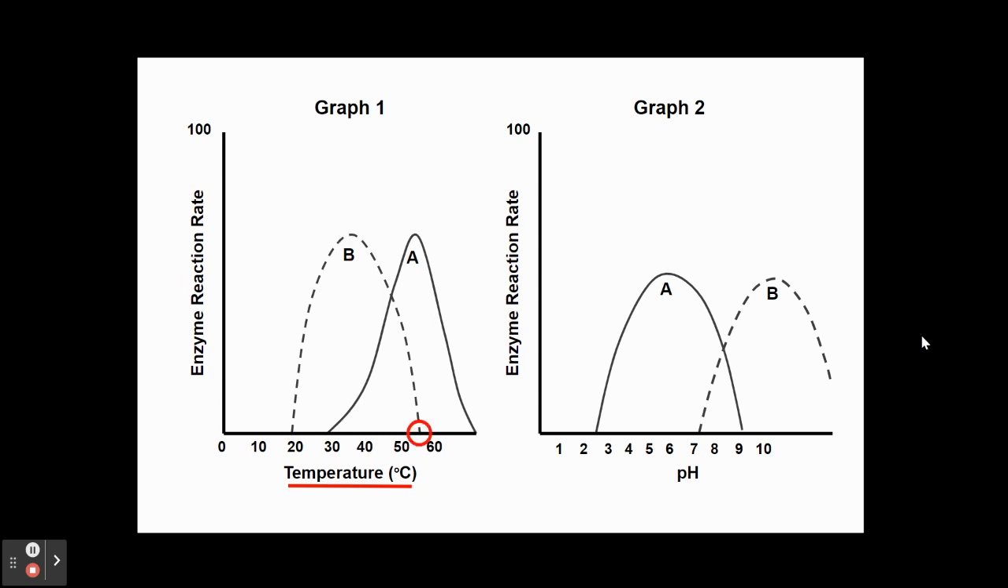If I go all the way to about 55 degrees Celsius, the reaction rate has gone to zero because the temperature, the heat, has actually caused that enzyme to denature. Now, pH, let's look at enzyme A. It's working best right there, and so that's at about a pH of 6. But if that pH drops to about 2.5 or a little over 9, in both of those cases, that pH has been too extreme, and the enzyme has now denatured. It's destroyed. It will never work again.